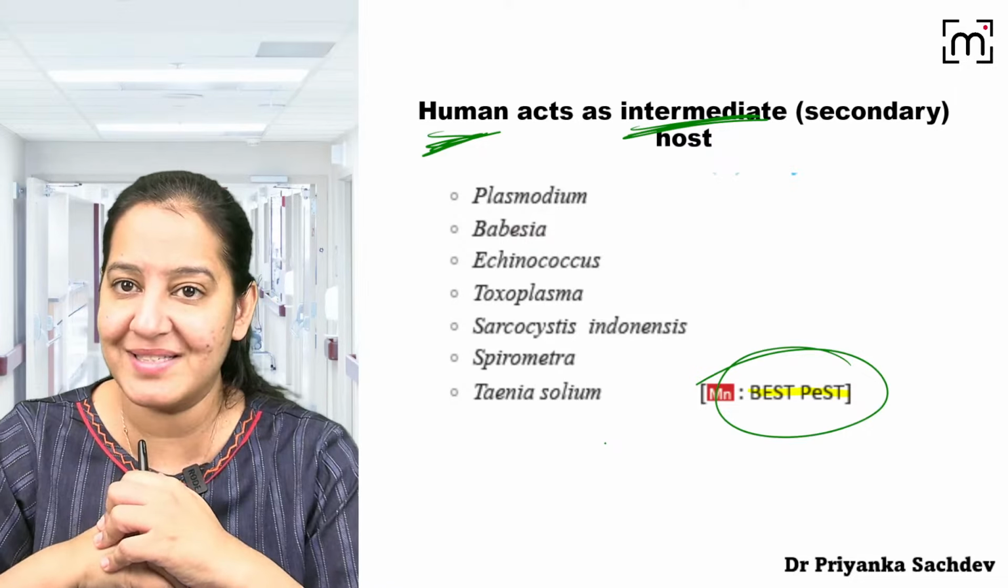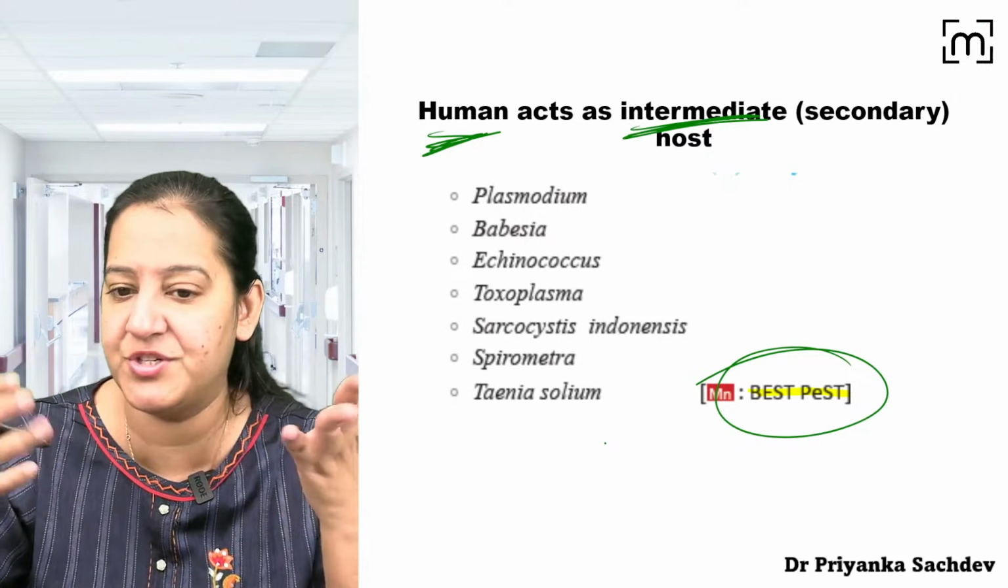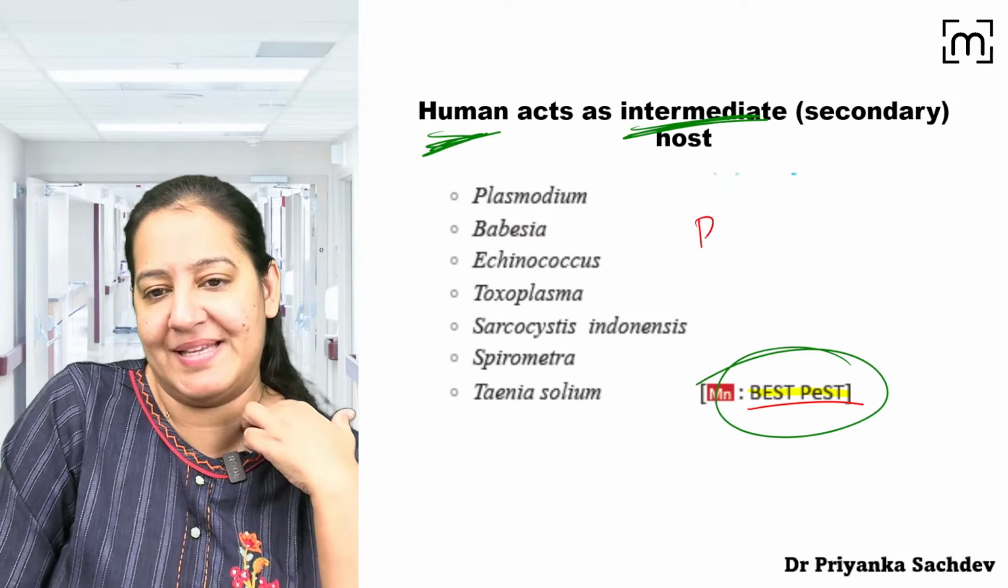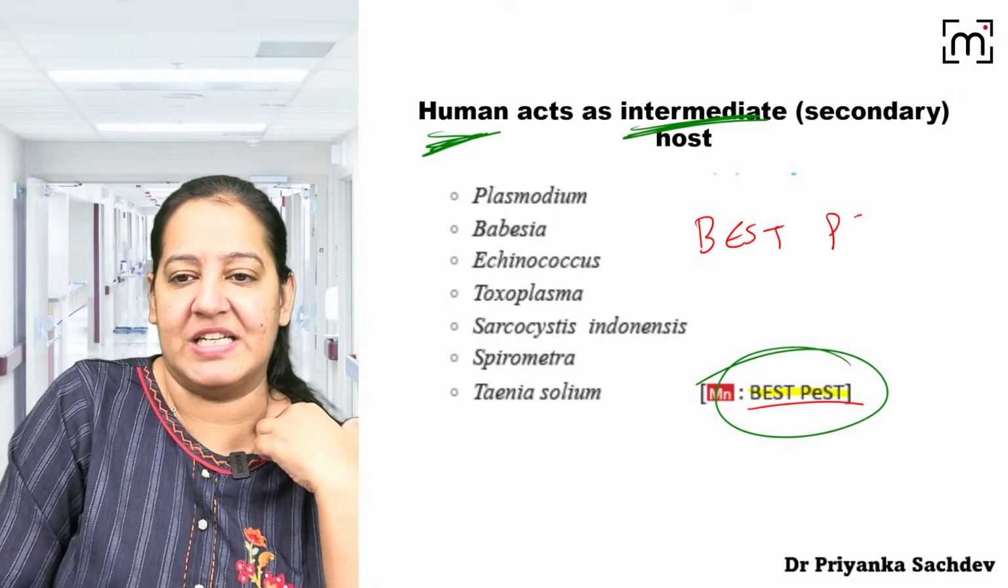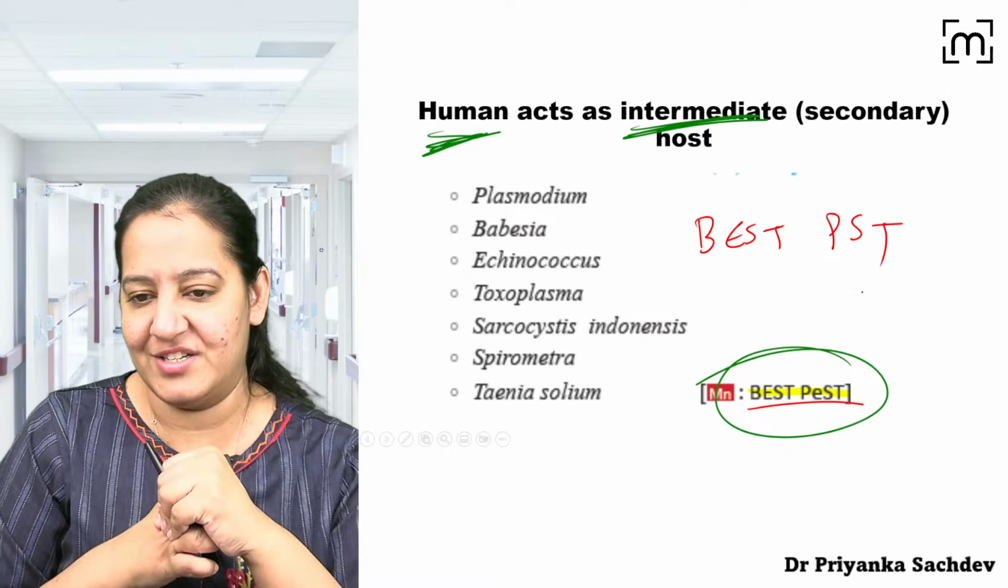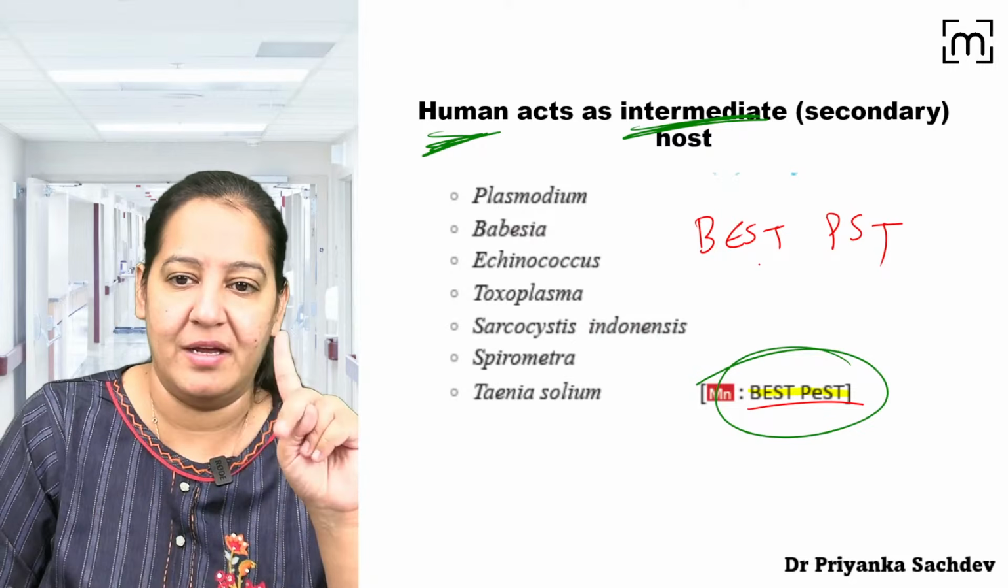Can you tell me the name of those parasites in which man is not a definitive host but an intermediate host? The mnemonic is BEST PEST. You can learn like that, right? So there are 2S and 2T.